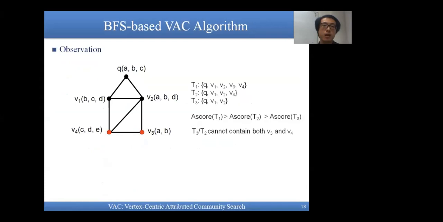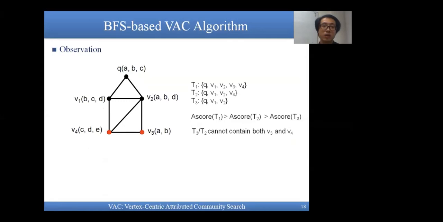Our second algorithm is based on best-first search. First, we present an important observation. In the figure, we list three subgraphs, that is T1, T2, and T3. T1 has the largest attribute score. We can find that T2 and T3 cannot contain both V3 and V4, which have the largest attribute score. Otherwise, T2 and T3 will have the same attribute score as T1.